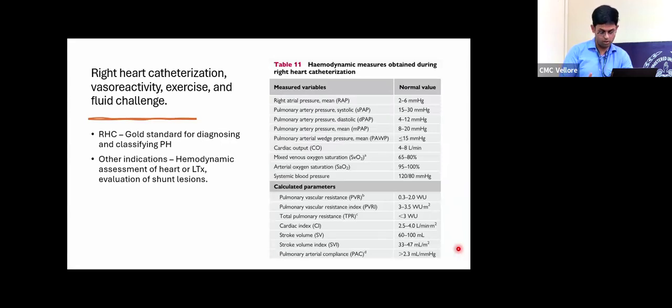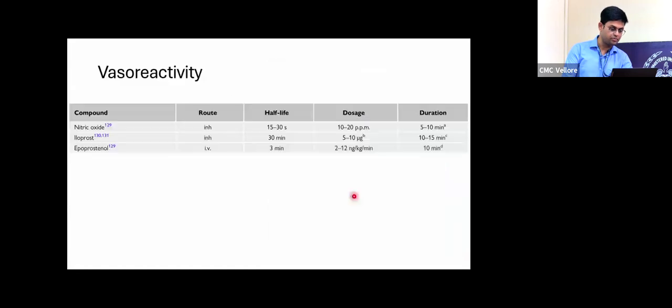Right heart catheterization is very important to assess pulmonary vascular resistance. If at all it is raised, reversibility has to be seen. So we do routinely right heart catheterization mainly for these kinds of cases. These are some of the parameters I just put forward here to be familiarized with. Not everything we'll do, but right atrial, pulmonary artery pressure, diastolic, mean, wedge pressure, cardiac output, venous oxygen saturation. Almost all of these things we do on a routine right heart catheterization.